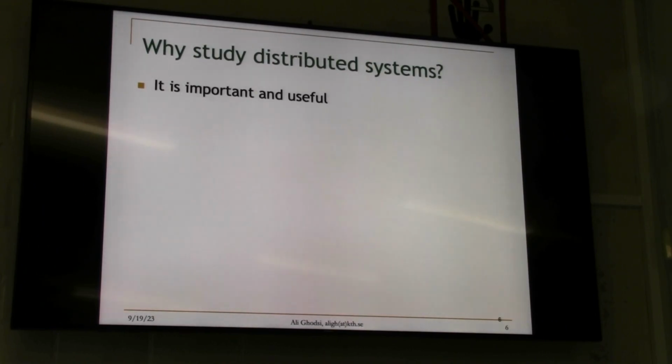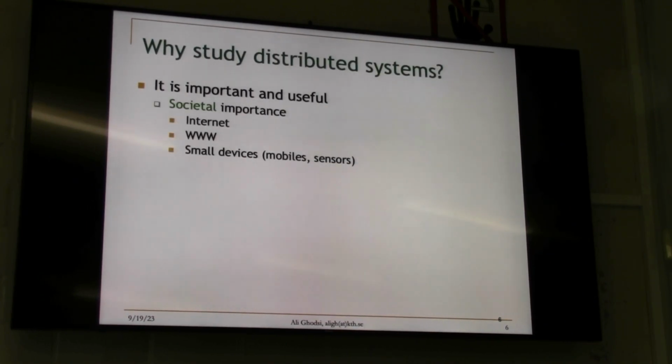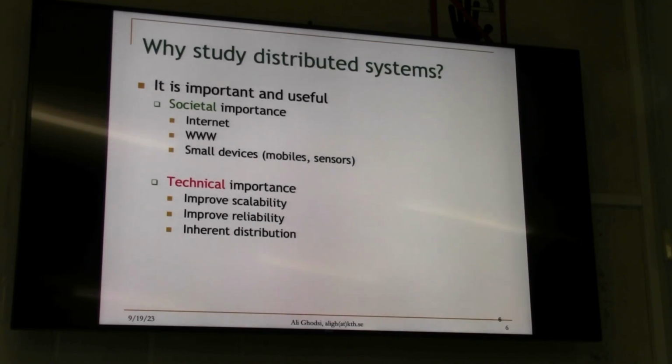Okay? So, why study distributed systems? I think it's a little bit obvious, but I will say something about it. It's very important nowadays in society. The internet is already a distributed system. The web, which is built on top of the internet, is also a distributed system. Many small devices, the Internet of Things, which are connected together to the internet, are yet another distributed system, or a bunch of distributed systems. So distributed systems are all over the place.